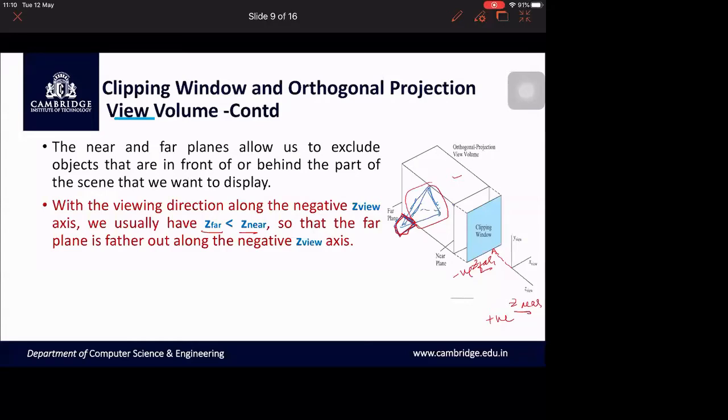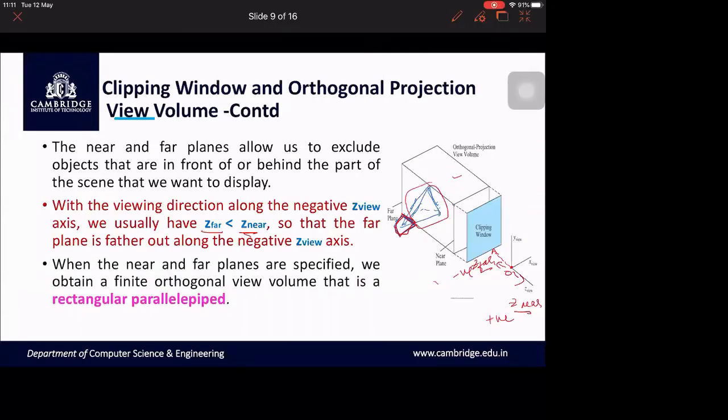From the origin, here it will be 0. From here to here it is negative. From here to here it is positive. Okay. So that's why they say in this viewing direction, z far is less than z near, so that the far plane is farther out along the negative z view axis. It is in the negative direction.